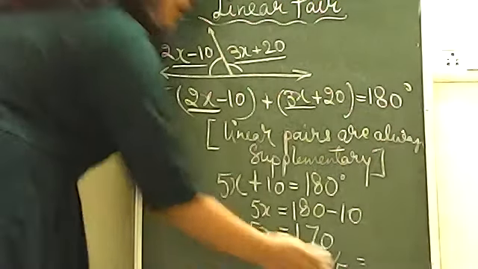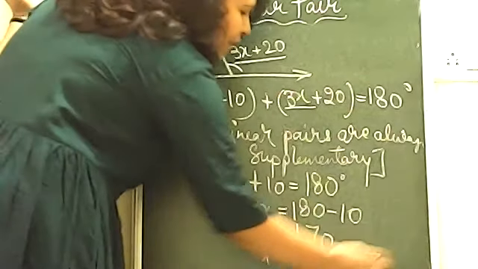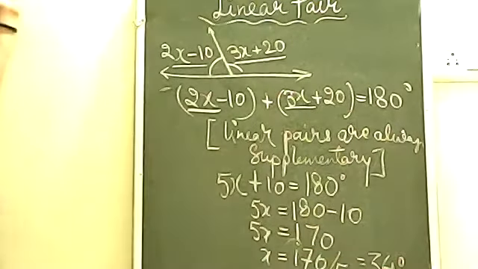34. How will you get 34? 5 3s are 15, 5 4s are 20. So the value of x will be 34.